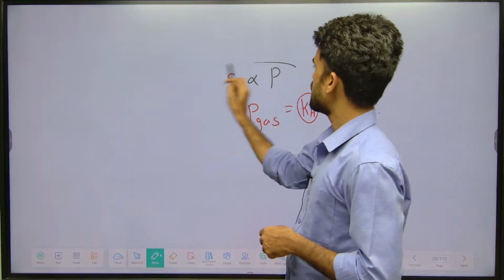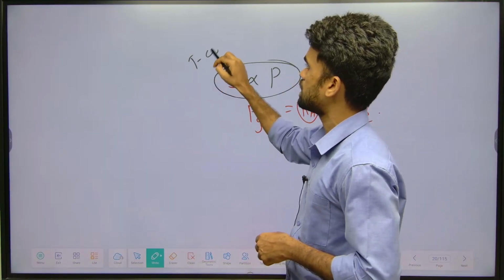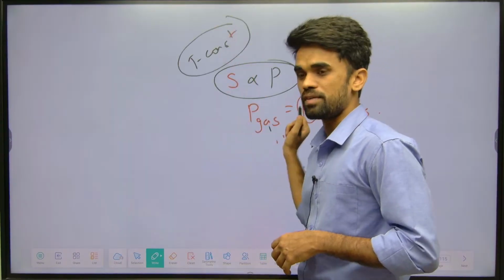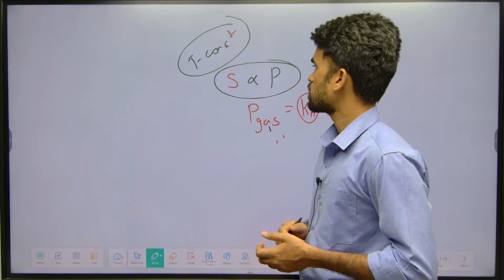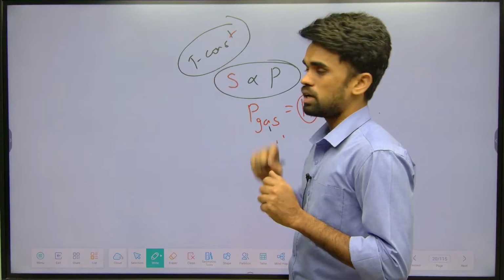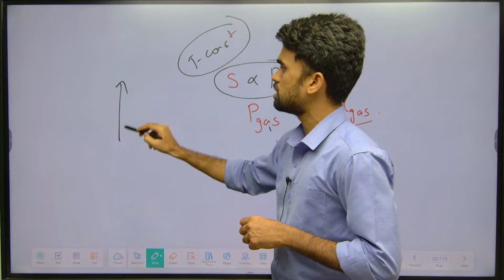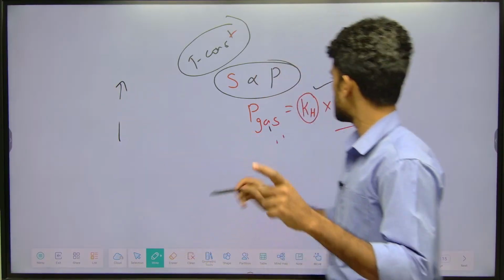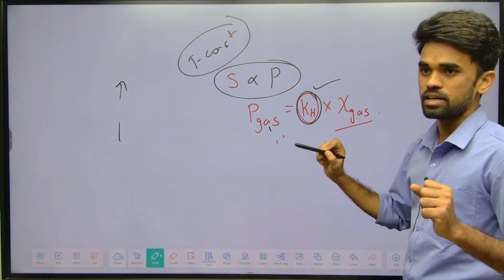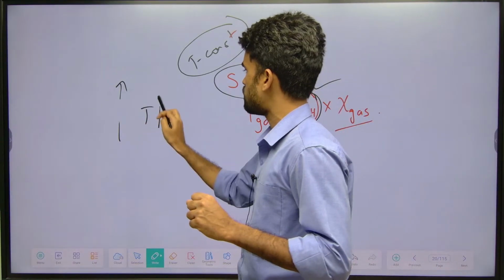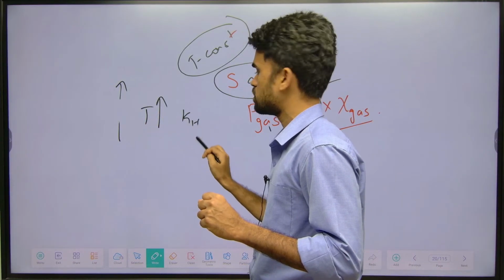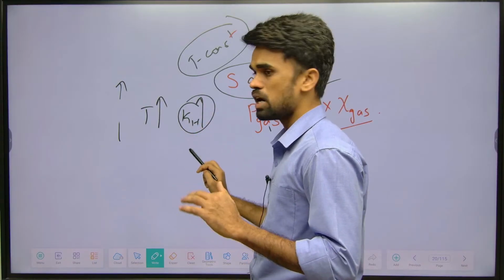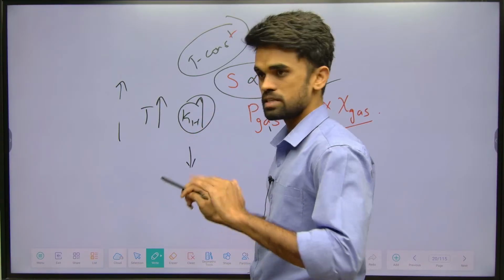So this Henry's law is at a particular temperature, at constant temperature. If we change the temperature, the solubility of the gas also changes. If I increase the temperature, what happens to solubility? Solubility decreases. There is something called Henry's constant, no? So with an increase in temperature, what happens to the value of KH? KH also increases. If KH increases, what about its solubility? Solubility decreases. Done with this?